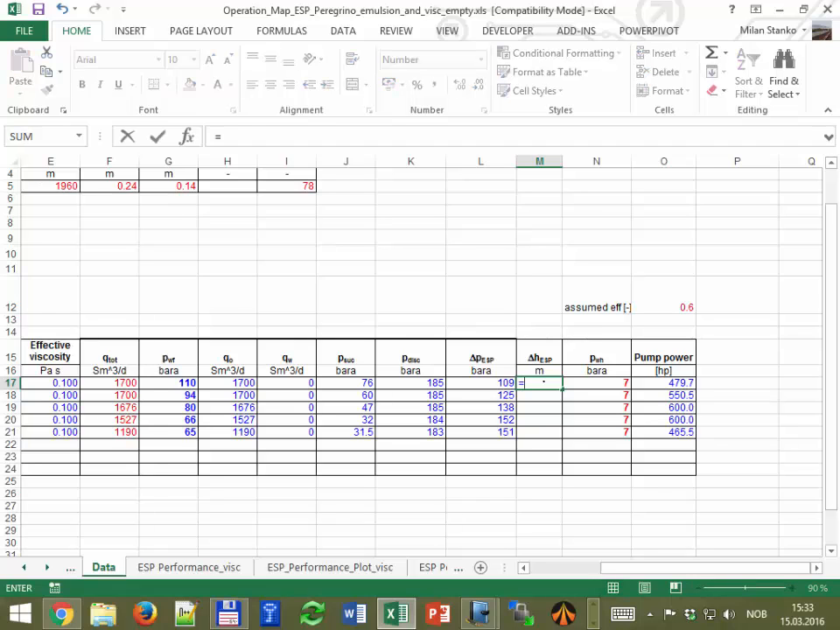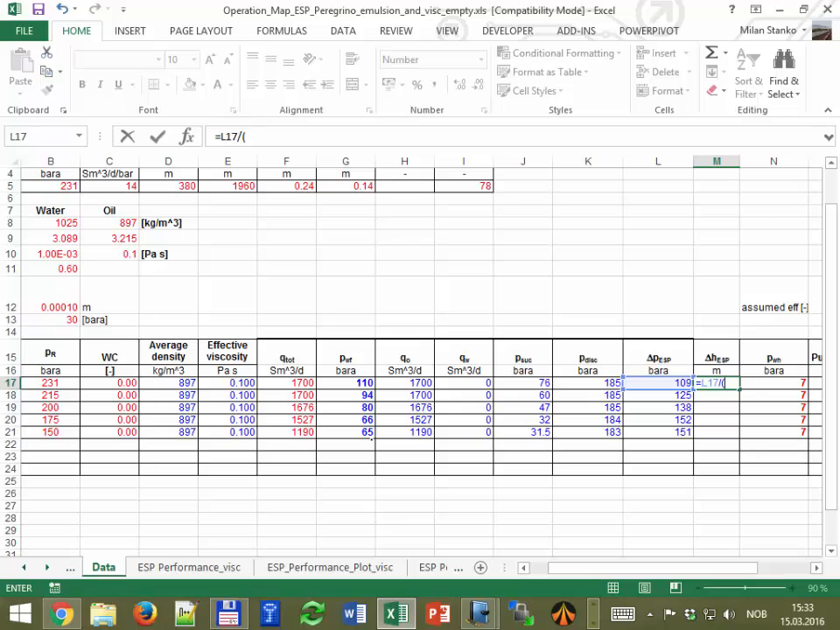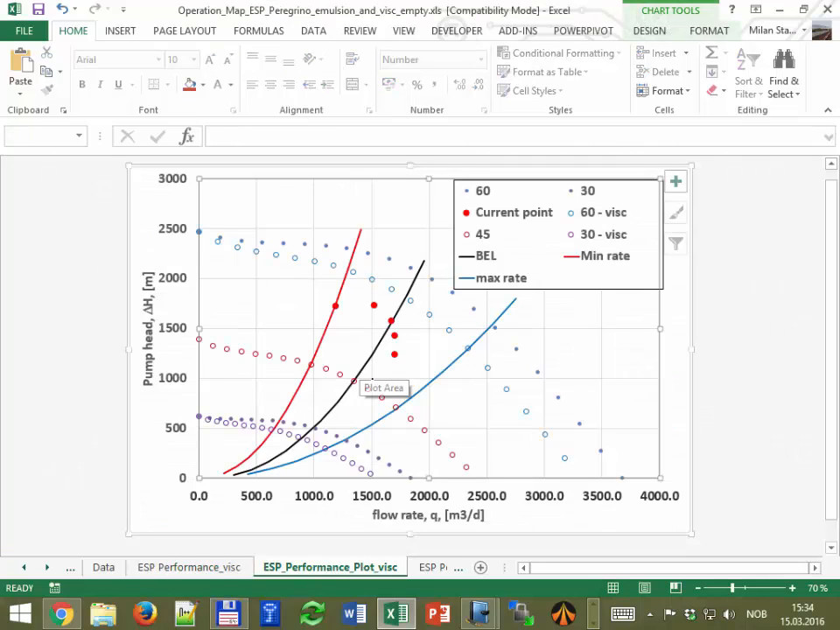To be able to plot it, it's this divided by the density times 9.81. Remember this should be in pascals. Okay, let's see. And now you have your 5 points.